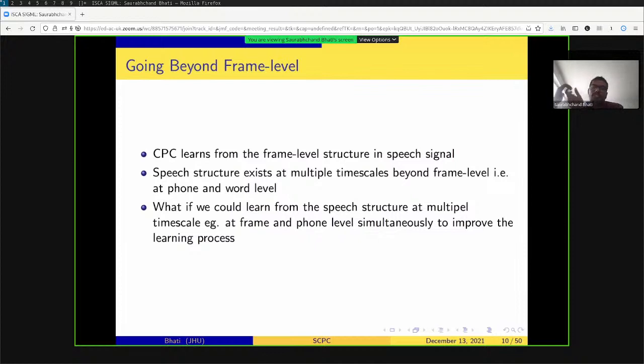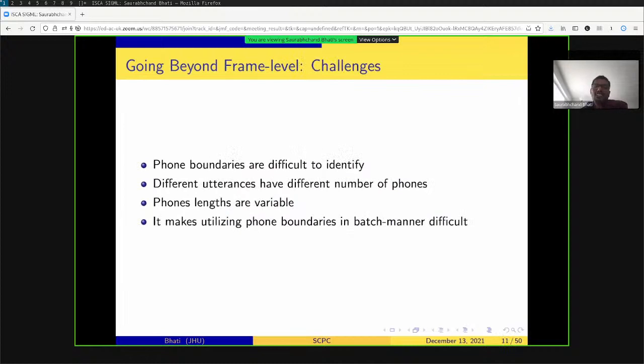And for this presentation, we are looking at how we learn from the speech structure at frame and phone level simultaneously, and does it help the learning process or not? And the next question is, what are some of the challenges, and how do we include this multi-level structure into the learning process? First question is, when I say the language models are at phone level, there we typically know what the phone boundaries are in a supervised scenario. But in an unsupervised scenario, we do not have access to the phone boundaries.